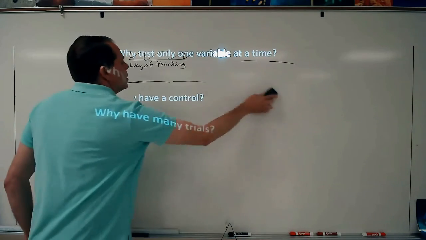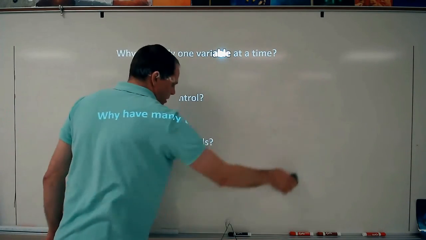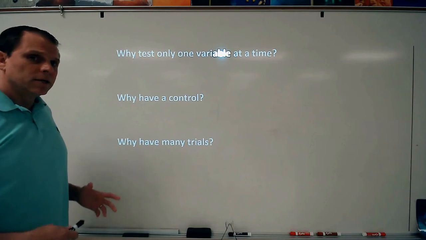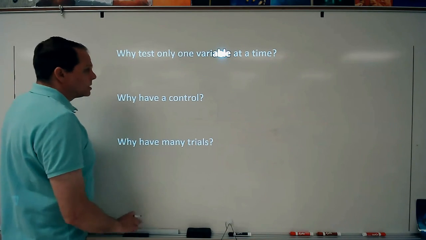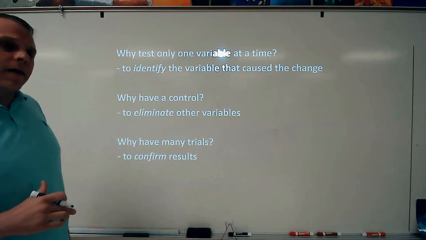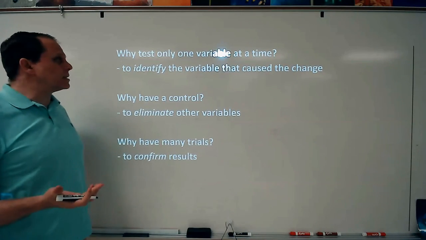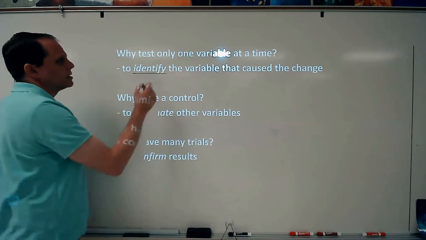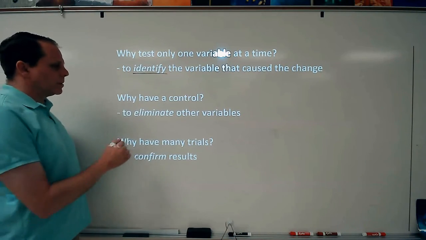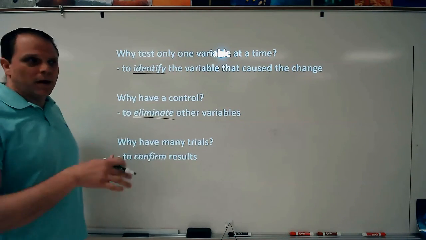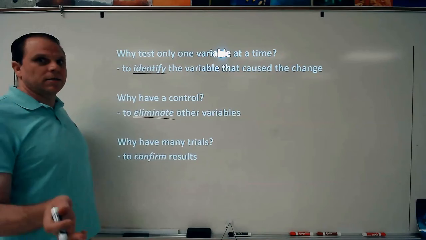So we test a single variable at a time so that we can see if there's a change. We want to know, is there a change in that thing that we're testing? So we have to identify the variable that's causing a change. And so we have the control group to eliminate the other variables. We've got to figure out, it's not the temperature, it's not the amount of water, it's the blah, blah, blah.